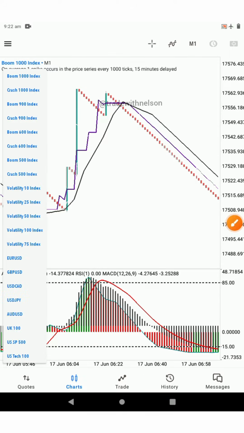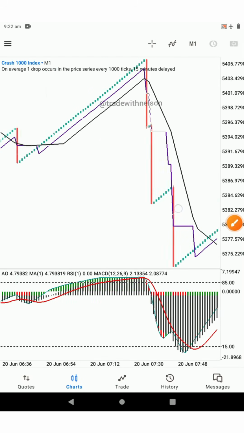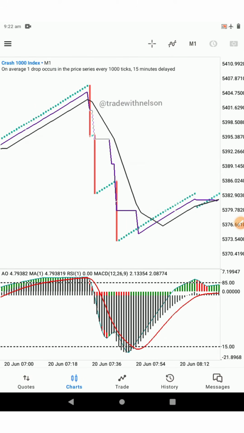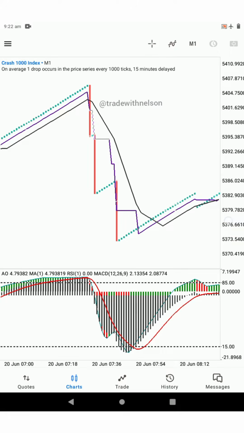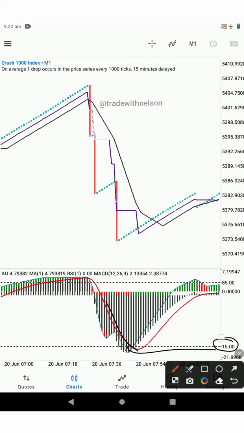So let's go to the crash market and let me show you how you can trade it over there. So in the crash market, we want to buy the market to the upside when we are catching these retracements. So we want to focus our attention on when the market enters into the 15 level. So we can see this spike to the downside. It enters into the 15 level.